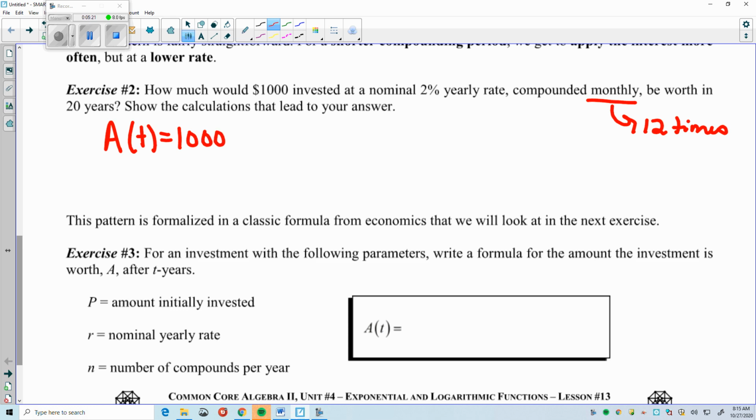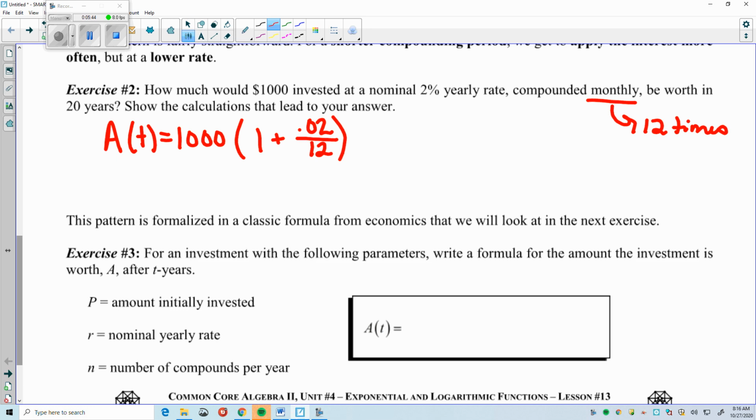And we are going to be doing this at a 2% yearly rate, but compounded monthly. All right, so I want to add on to this 2% as a decimal, but I'm not doing the full 2% because we're compounding it monthly. So I need to divide that into 12. That would give me the rate that I would be using.